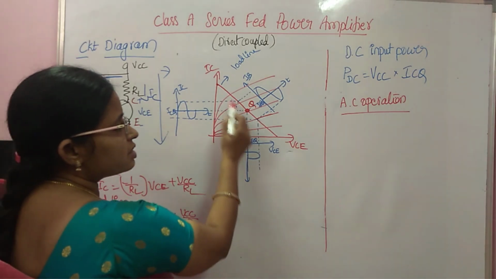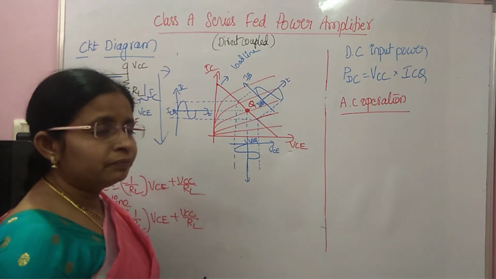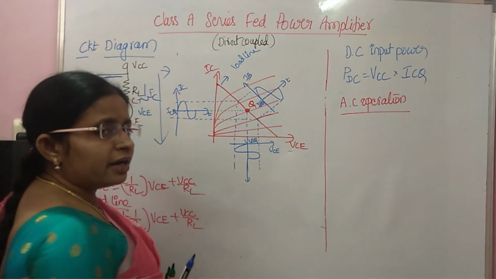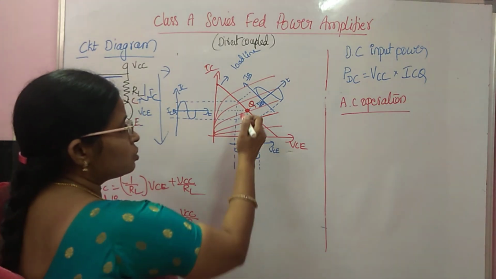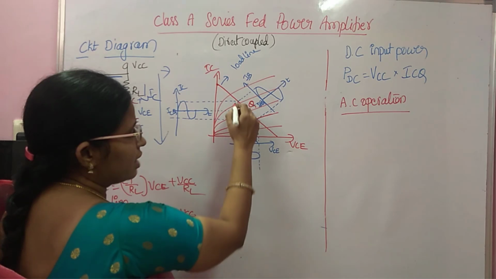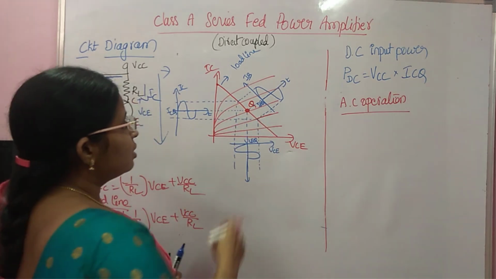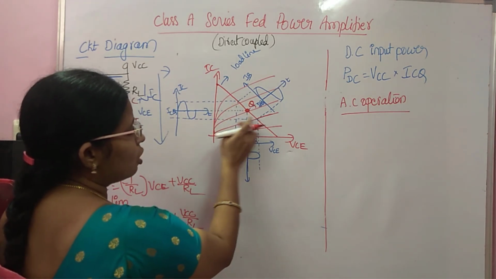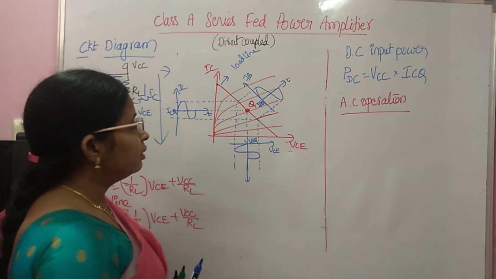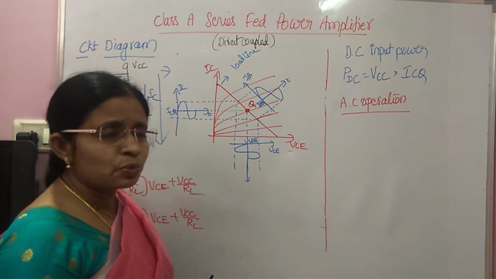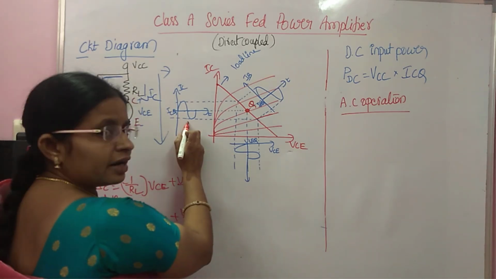Yes, the Q point is at the center of the DC load line and I applied the signal IB. This is the input current IB, which is in accordance with your input signal Vn. Now I extended the points onto the x-axis and onto the y-axis. When you apply input current, you get two output values: one is output current, another is output voltage. So this is the output current IC.